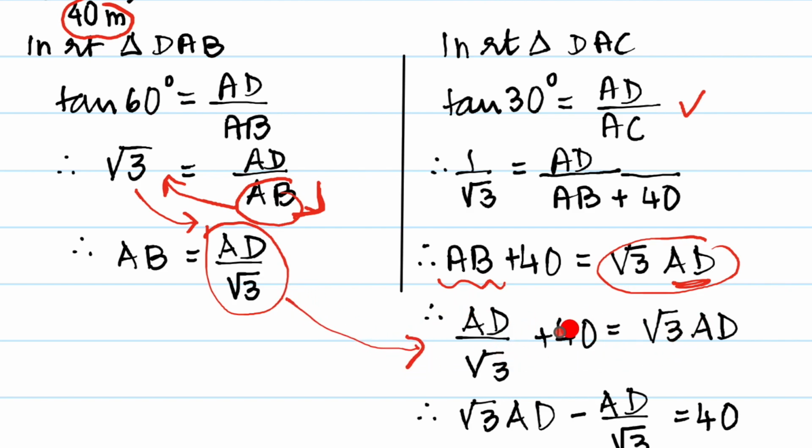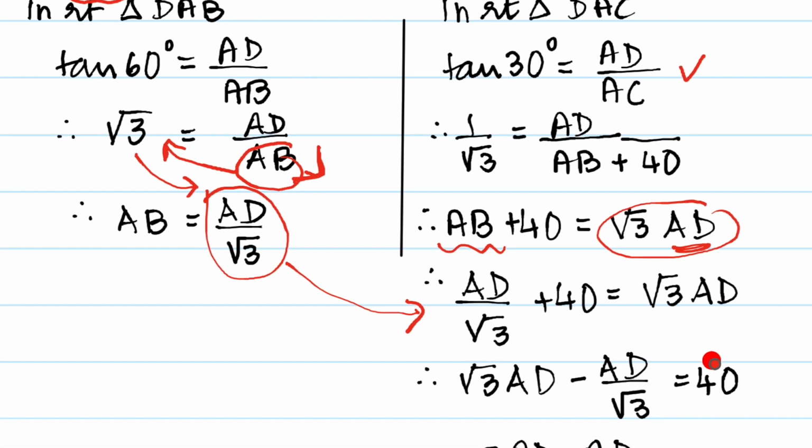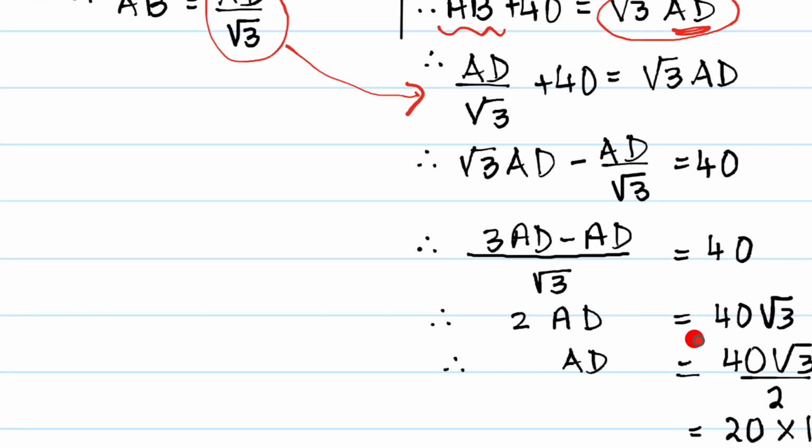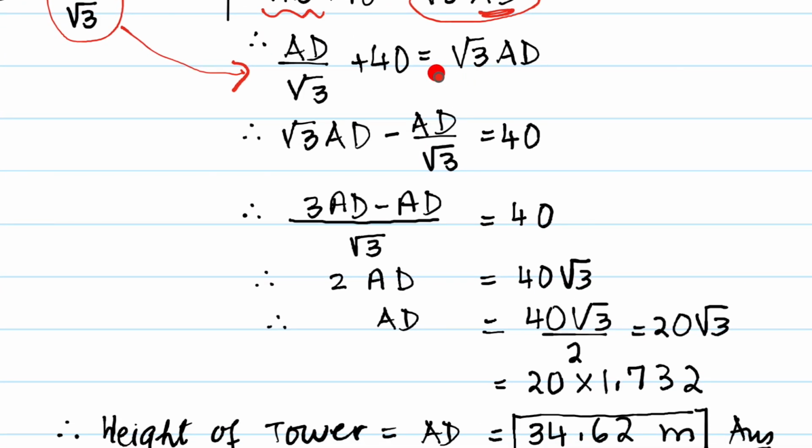Now in our equation there is only AD, so we'll take all the terms with AD to one side, and we will have this quantity going that side. So root 3 AD minus AD upon root 3, which is what I've written here, and 40 will remain here, which I've written this side.